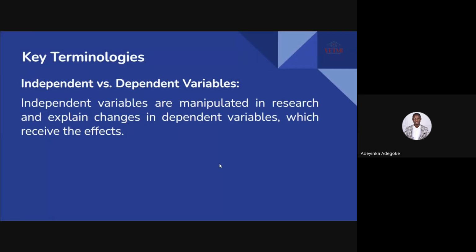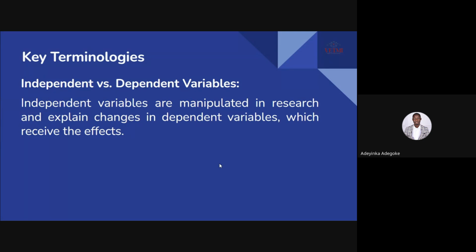So we have another classification of types of variables. We have the independent versus dependent variables. Independent variables are variables that are manipulated in research. That is, they explain changes in the dependent variables. Now, let me explain in an easier form.